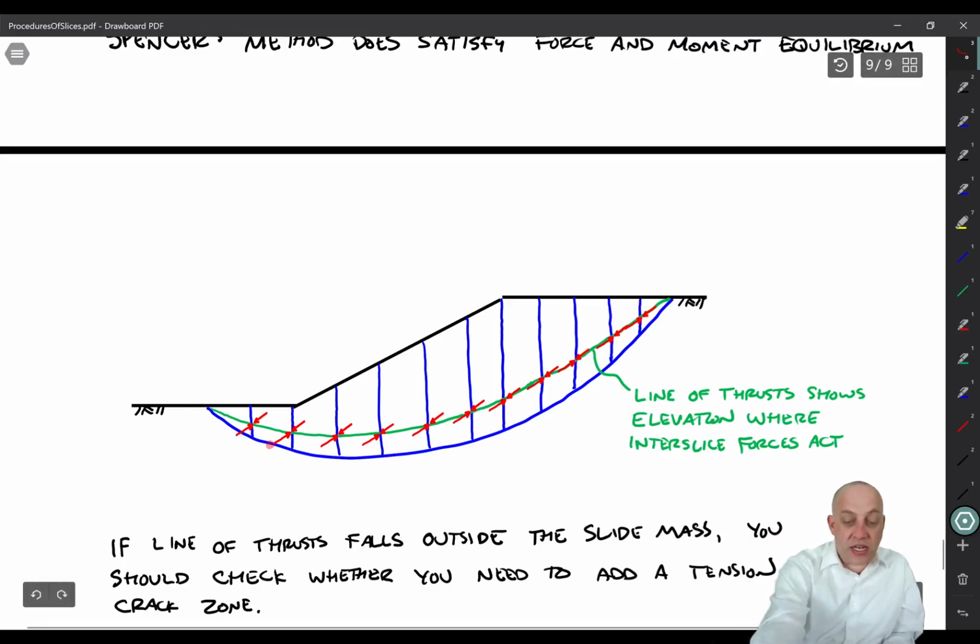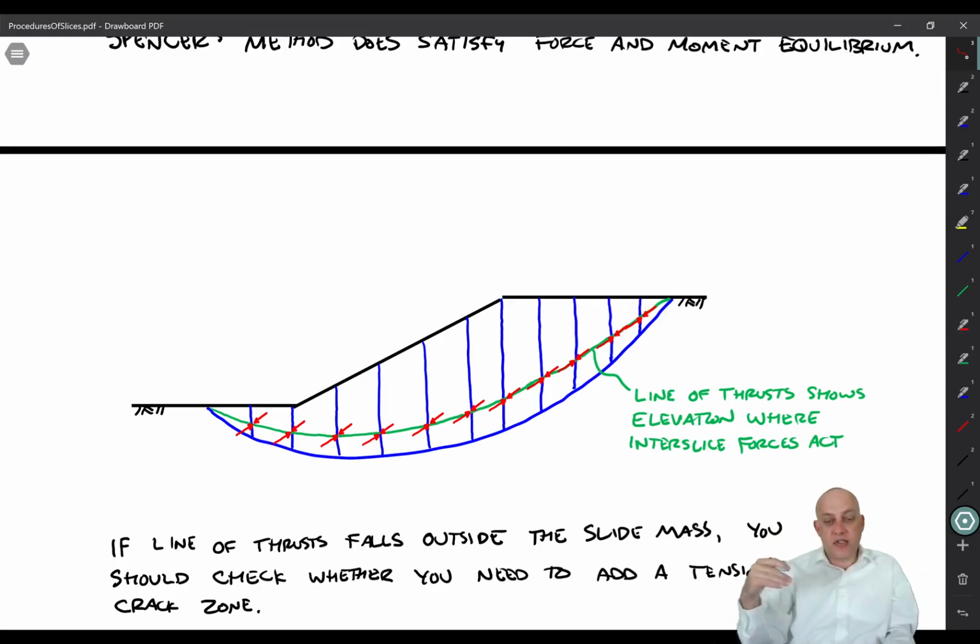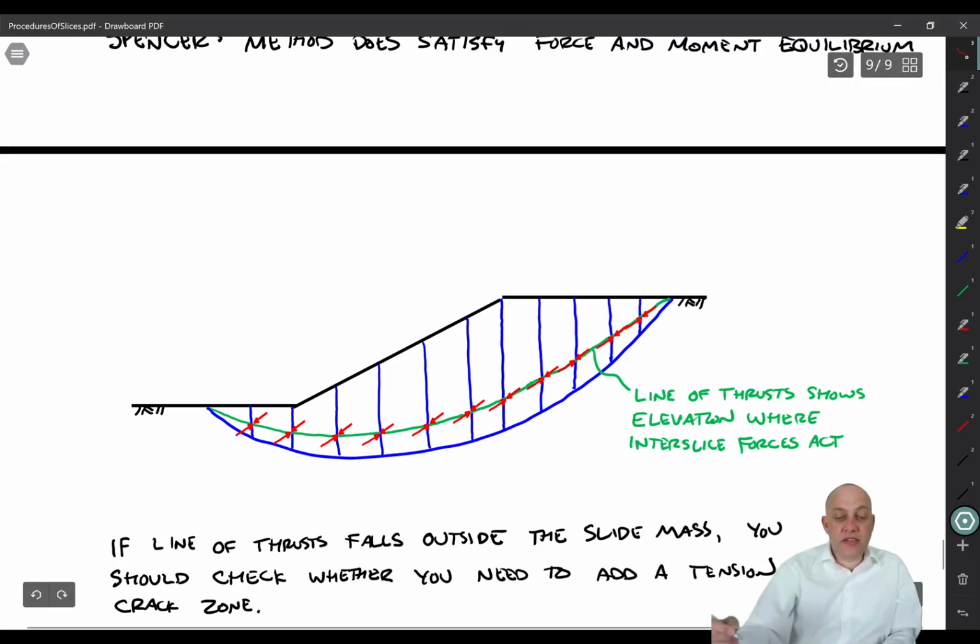Q's are generally going to act through the bottom. These are actually the lines of action of the forces themselves, and those forces will produce zero moment about the base. So they have to be oriented at a height that gives you zero moment in the case that you have no external forces acting on each slice. Now, one thing, you should always look at the line of thrust.